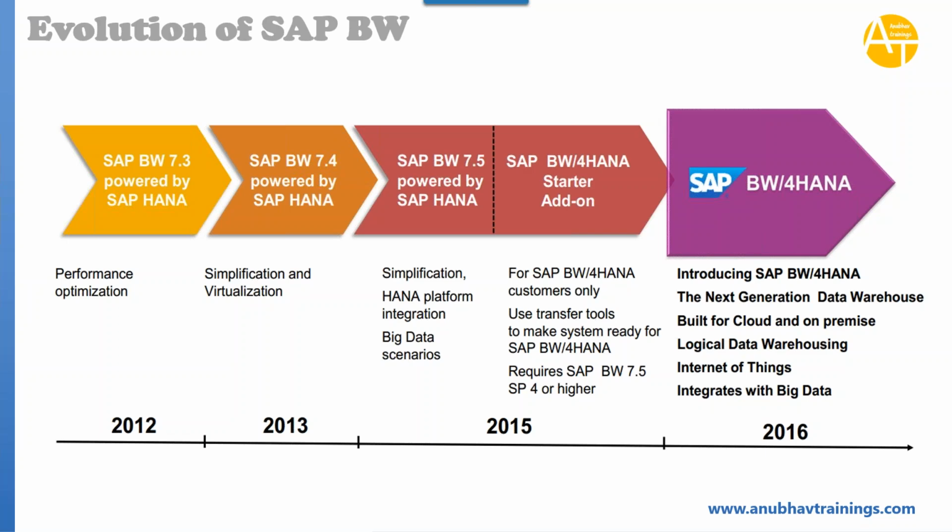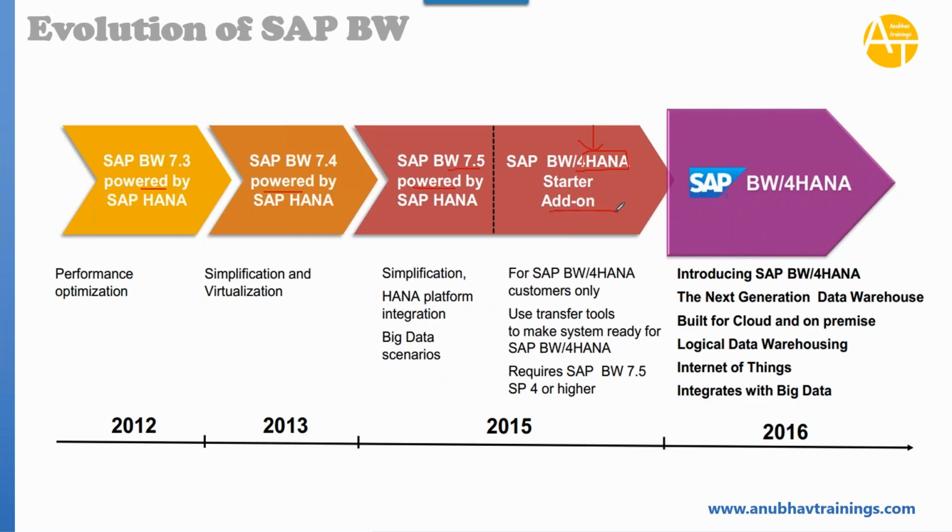Along with this, SAP suggested to also run the BW for HANA starter system, which was offered as an add-on. So what is BW for HANA? In BW for HANA, you can see HANA is made part of the name itself. Earlier it was not part of the name. It was powered by, which means you had the option to choose Oracle or non-Oracle, HANA or non-HANA. But when you say BW for HANA, there is no choice of database. You have to mandatorily use the HANA database. There is no option. This was only for the customers who were using BW 7.5.